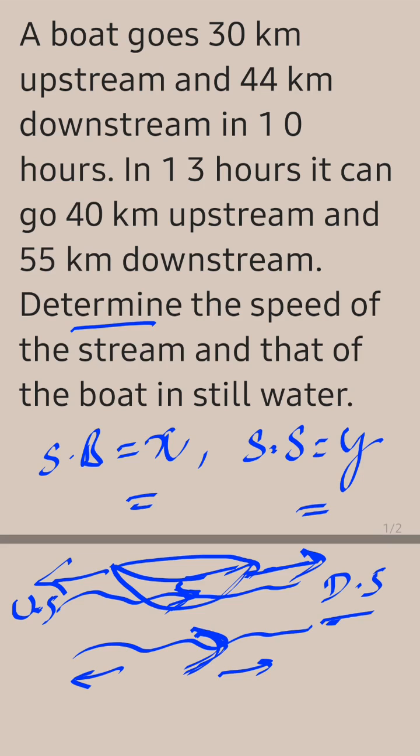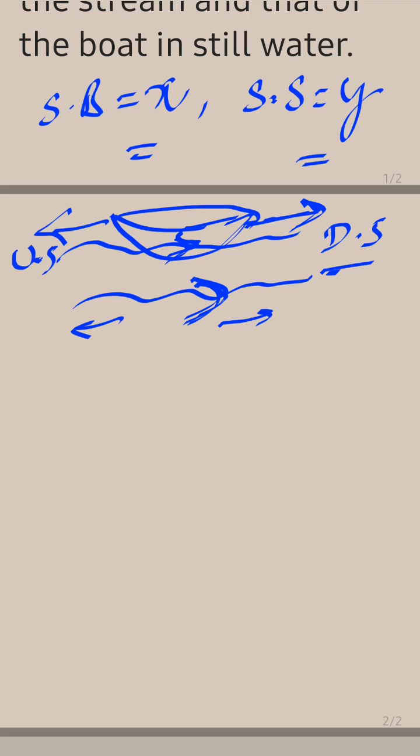Now how to make the equation? First equation I'll take. In the first situation, the time given is 10 hours, which means upstream and downstream times together are 10 hours. So first we have to find the time taken for upstream and the time taken for downstream. Whenever distance, speed, and time are there, we have to know the relation. So here I am going to find the times for upstream and downstream. Time is equal to distance by speed.